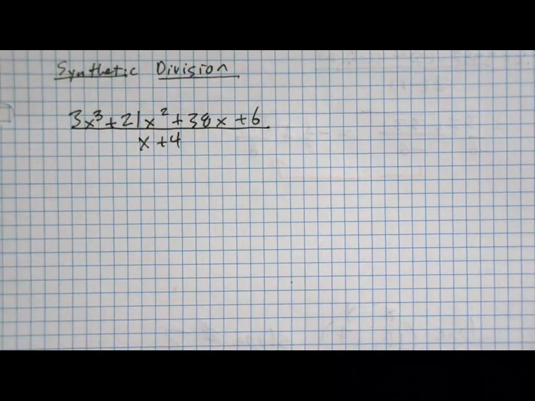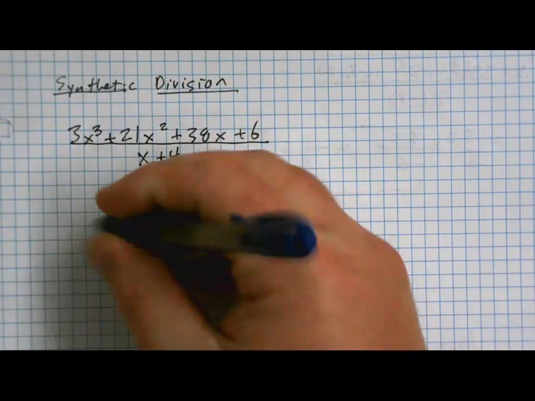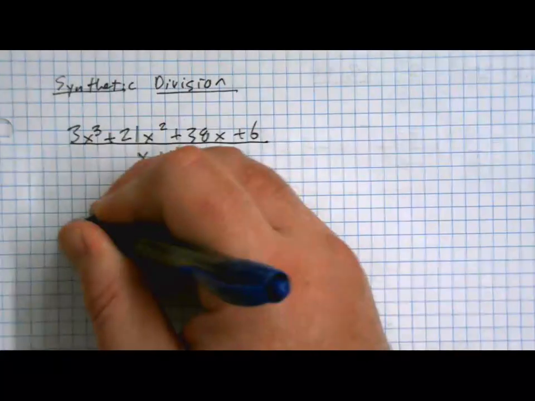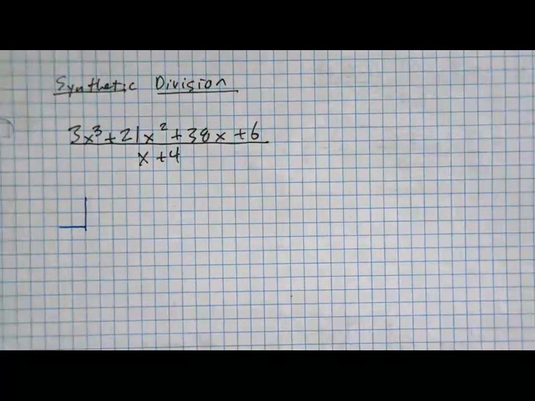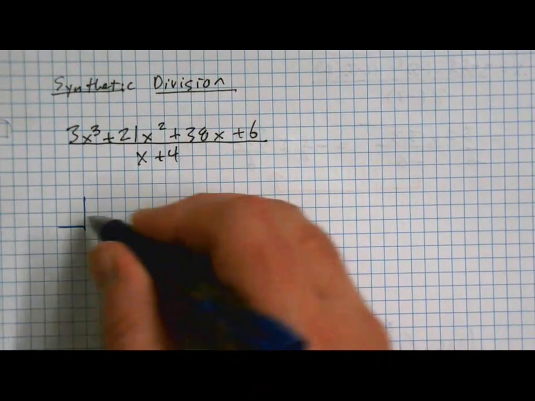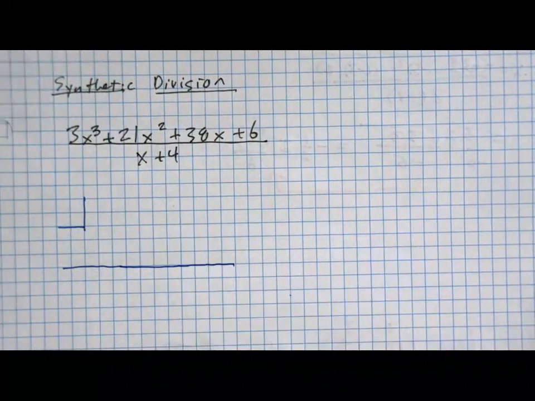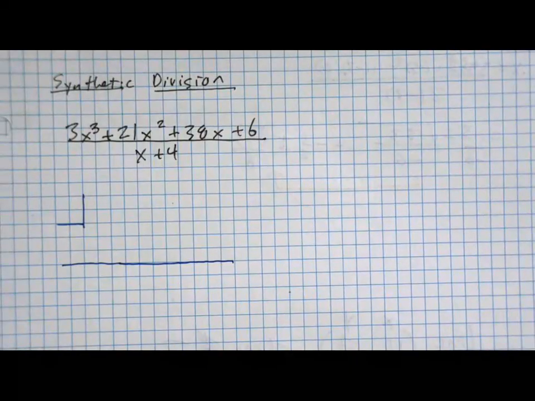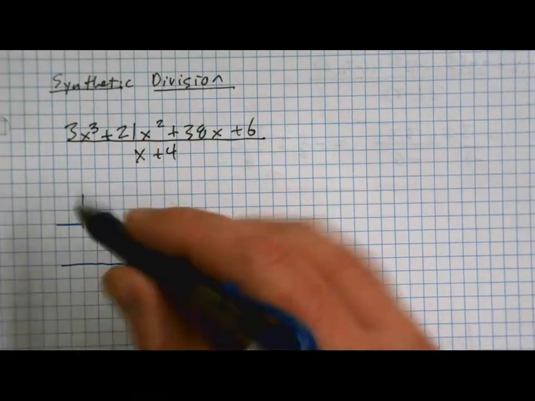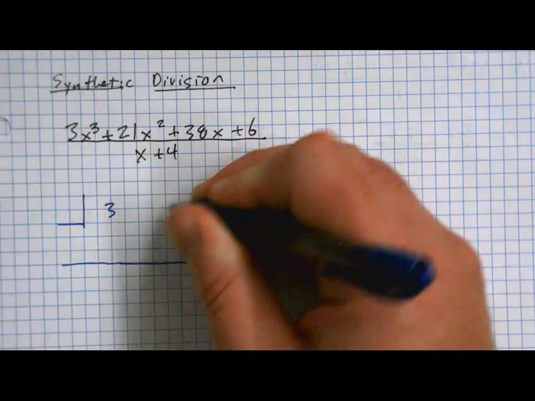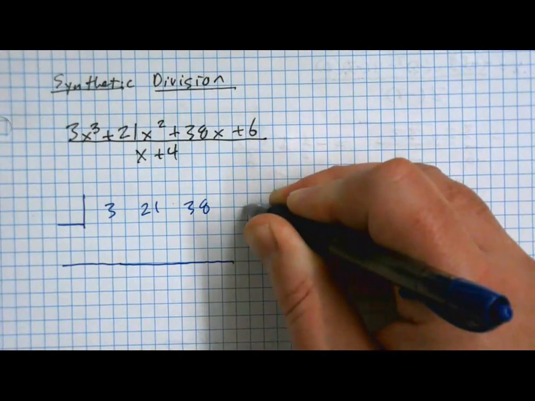Okay. So synthetic division, when we do this, we're going to set up this little box thing. We're going to leave space for 2 rows of numbers. So one's going to be right here, one's going to be right here, then I'm going to draw my line. The coefficients of my numerator are going to go up here, so I'm going to go 3, 21, 38, 6.